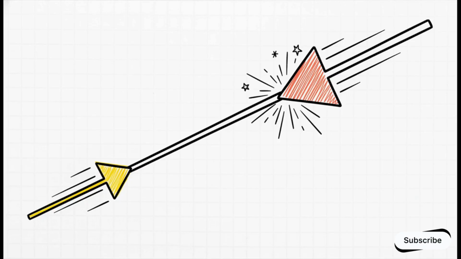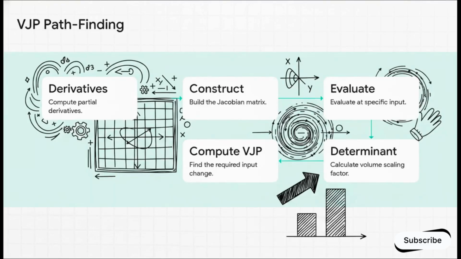It turns this impossibly complex web of partial derivatives into a beautifully simple, highly efficient pathfinding operation. You just project your desired output backward through the system to find the exact required input change. Let's test this with a quick numerical diagnostic.